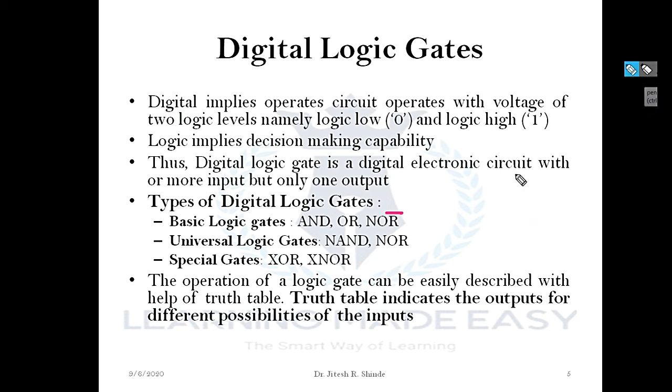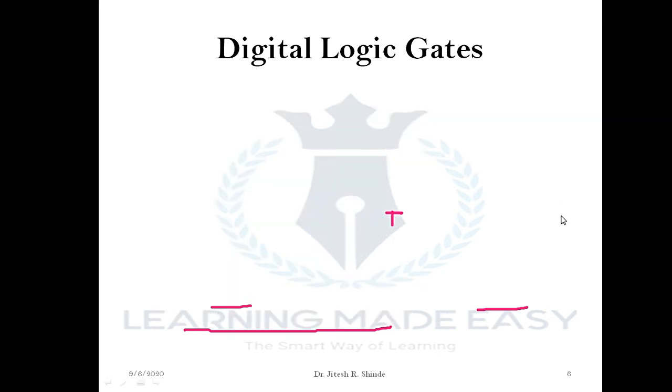The operation of any logic gate can be easily described with the help of the truth table. The truth table indicates the outputs for different possibilities of the input. Just now I had explained the concept. Basically from the truth table we can determine the operation of any logic gate.